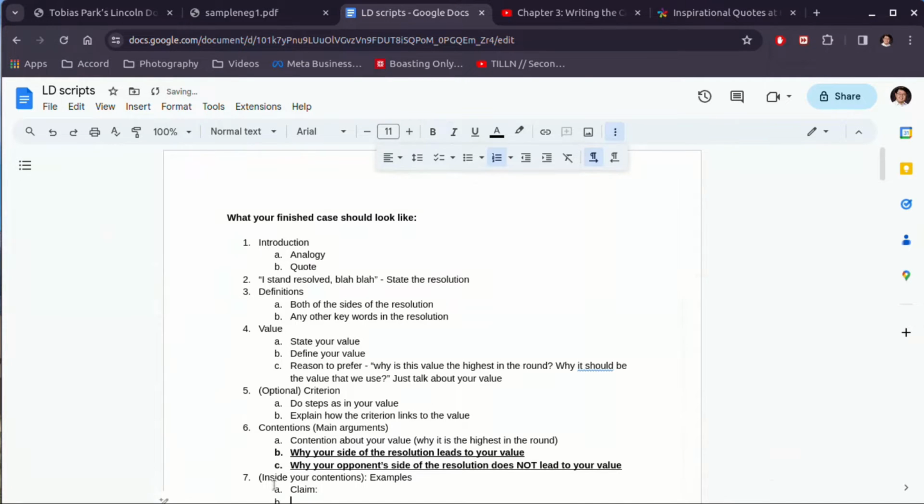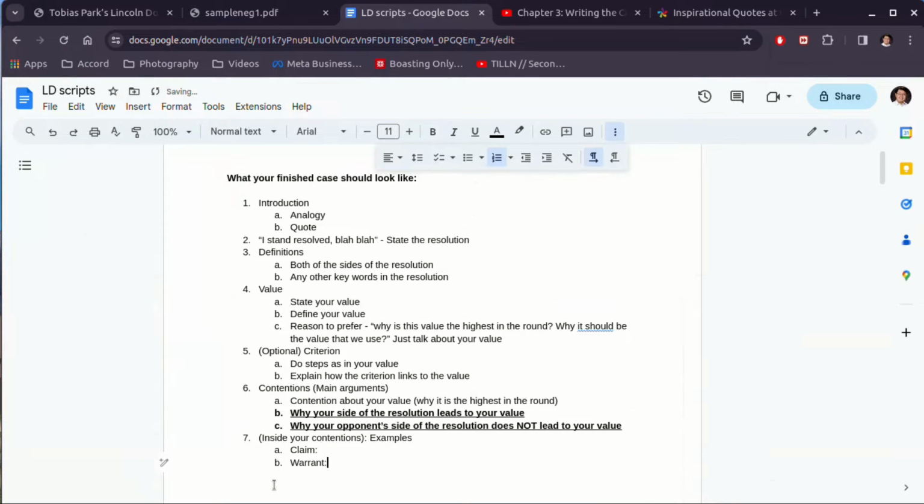You want to have a claim in your contentions. You want to have a warrant. The warrant is the example. And you'll want to have an impact. So again, if you don't remember what this means, basically your example is the main meat of your case, but you can't just explain the example. You have to introduce the example first. You need to explain what the example is going to illustrate. Then you give the example, and then you explain again what the example showed.